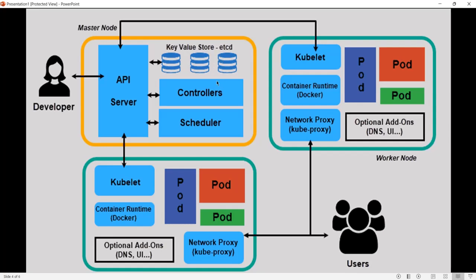Now the API server will call your etcd. It will check whether this particular configuration file I have or not. If the same type of content is there, it will update it in the etcd. If not, it will create a new manifest in the etcd folder and store the manifest.